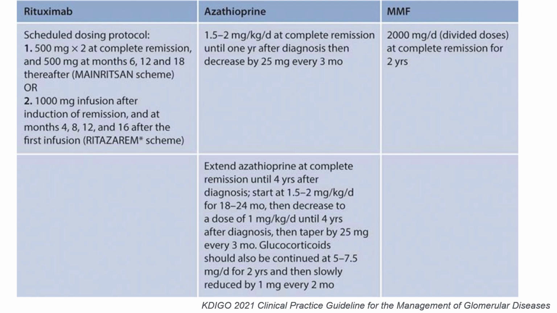If you are using azathioprine, you would start with 1.5 to 2 milligram per kilogram per day until 1 year after diagnosis, then decrease by 25 milligram every 3 months. If you use MMF, as we previously mentioned, you could use 2000 milligram per day.